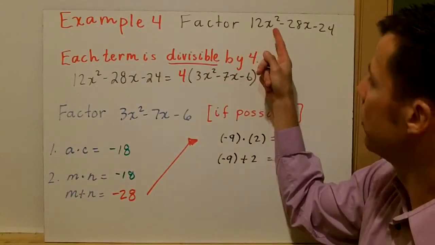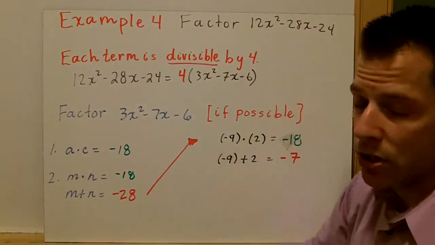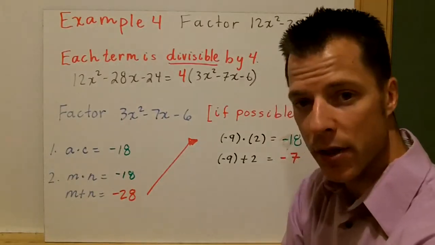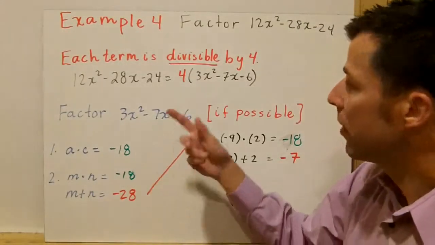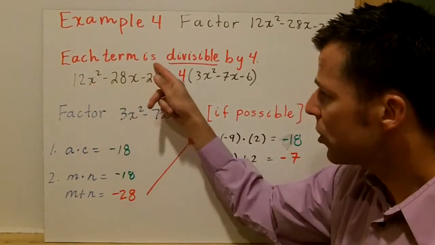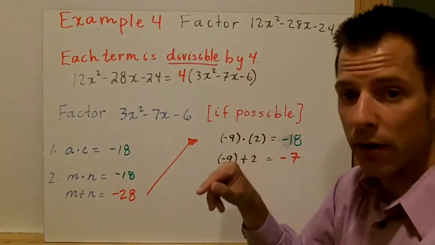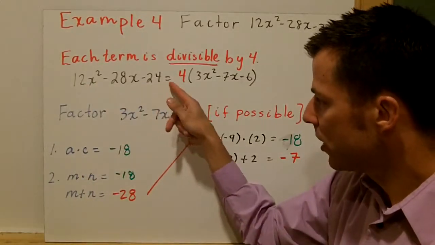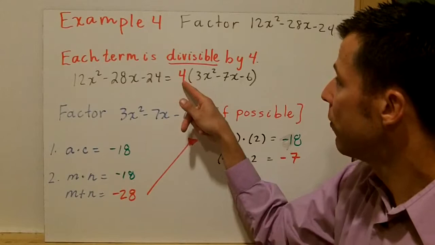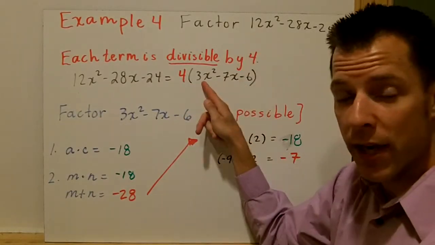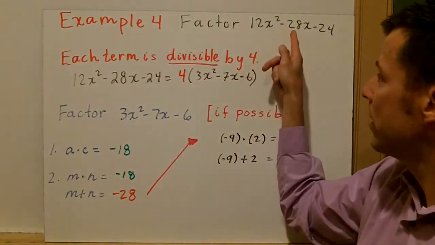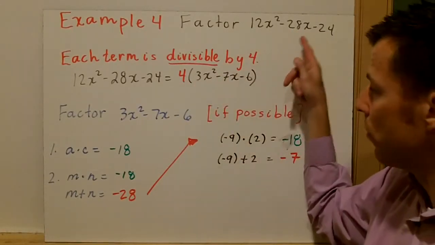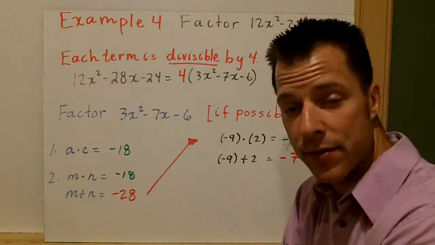Factor 12x squared minus 28x minus 24. So every problem so far we've started with a times c because there's nothing common to all the terms. But if we look more closely, each term here is actually divisible by 4. So I'm going to go ahead and factor out the 4 first. So here's our original expression. Factor out the 4. Okay, 4 goes into 12x squared 3x squared times. 4 goes into negative 28x negative 7x times. And 4 goes into negative 24 negative 6 times.